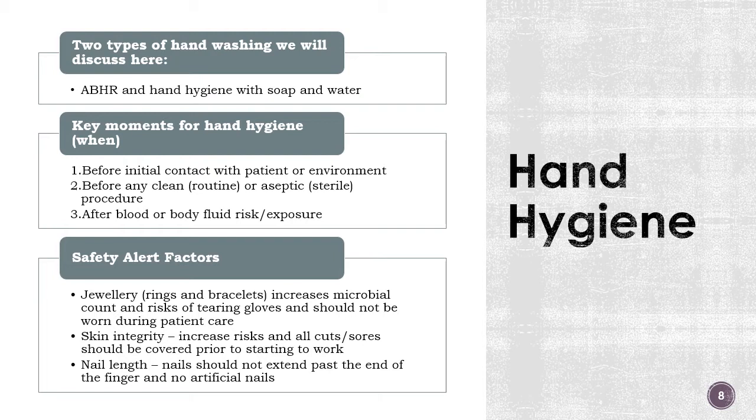And then there are also a few factors that affect the safety of the hand hygiene, or how effective your hand hygiene will be. The first one is jewelry. This is things like rings and bracelets. The problem with rings and bracelets is they allow microbes to stay and survive underneath them and therefore increase the total microbial count. They also, if they are big jewelry like big rings and big watches, can increase the risk of tearing your gloves, and therefore we recommend not wearing rings or jewelry on the hands during patient care.